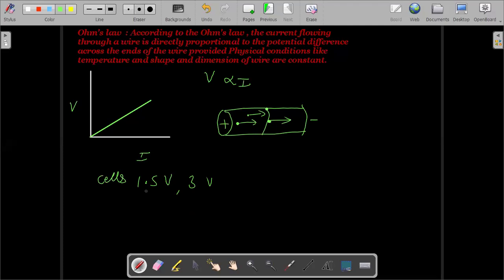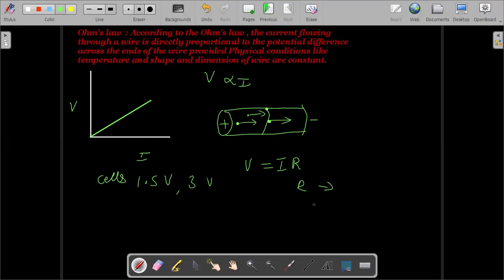Now, the more potential I apply, the more will be the current flowing through this. This is just Ohm's law. Also, you can say V is proportional to I. If I convert this proportionality to equality, I can write V equals IR. R is the constant of proportionality, called the resistance of the wire.